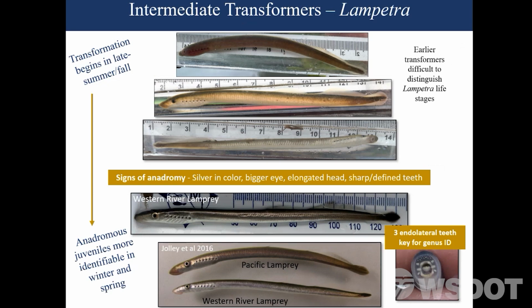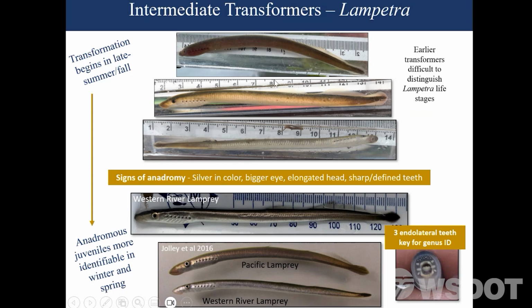And then the intermediate transformers, these are all Lampetra. This one you can just barely see as an eye spot developing. This is probably in August. They start to get some of these features. At this stage, you can use the tail. This is classic Lampetra, where we've got really dark uniform in the center, and then these kind of clear opaque fins. And they'll start to transform in the fall.